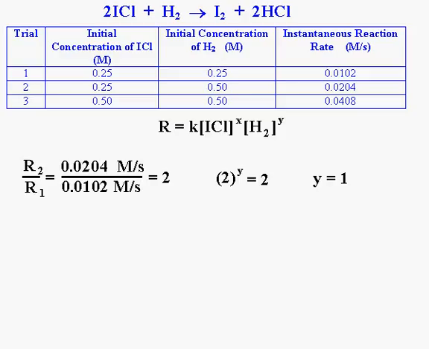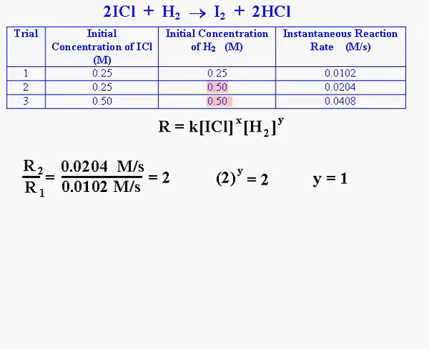Now let's see if we can do the same thing to figure out what X is. We need to find 2 trials in which the concentration of H2 did not change. That way we get rid of any influences by H2. That's true in trials 2 and 3. In trials 2 and 3, the concentration of H2 was constant. The concentration of ICl varied. It went up by a factor of 2. So once again, I can use these 2 trials to isolate just ICl. Any change that occurred in reaction rate has to be due solely to ICl.